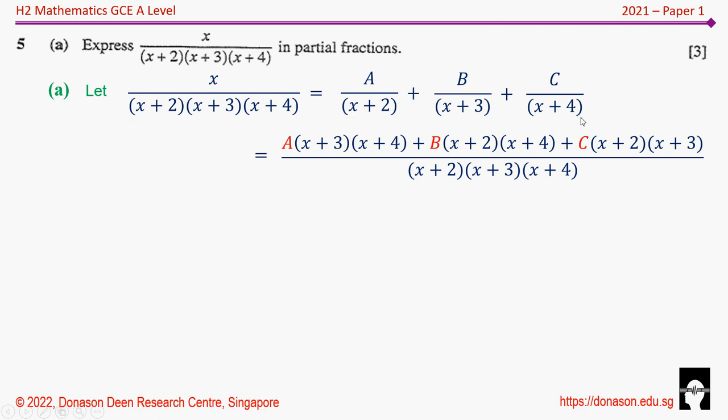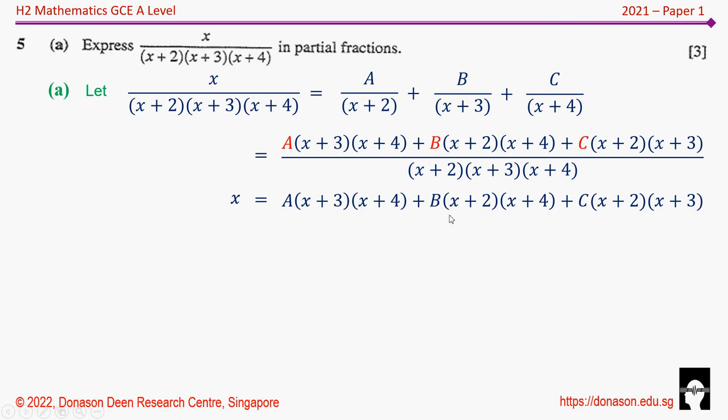Since they all have the same denominator, we could combine them and write it as a single fraction, where a has x plus 3 and x plus 4 as the coefficients, b has x plus 2 and x plus 4 as its coefficients, and c has x plus 2 and x plus 3 as its coefficients. Now that the denominators are equal, the numerators have got to be equal as well. What we have on the left as the numerator is x. On the right side, the numerator is this entire expression: a times (x plus 3)(x plus 4), plus b times (x plus 2)(x plus 4), plus c times (x plus 2)(x plus 3). So I have just equated them.